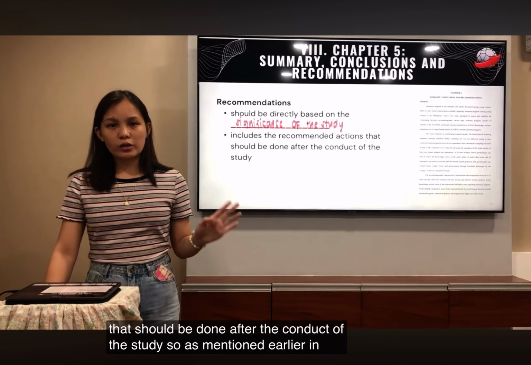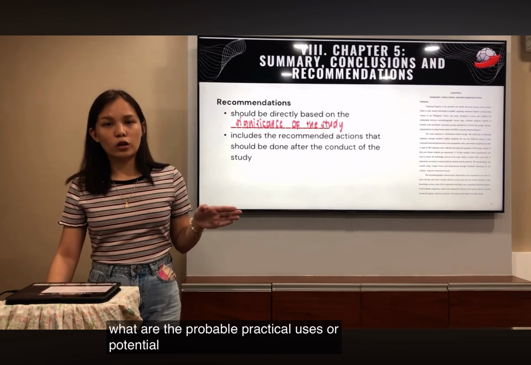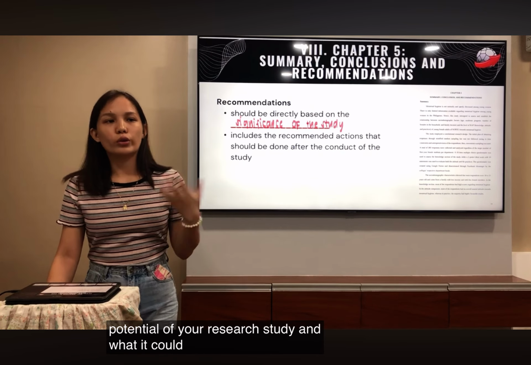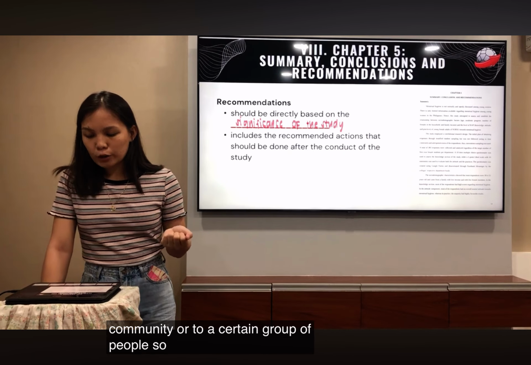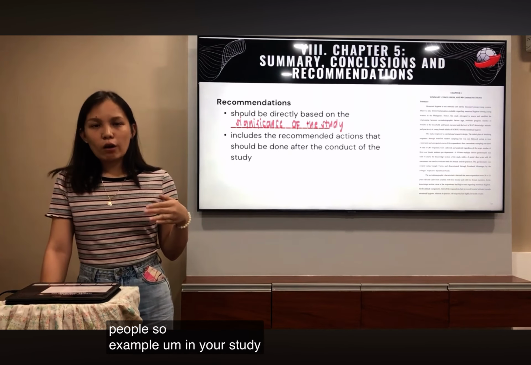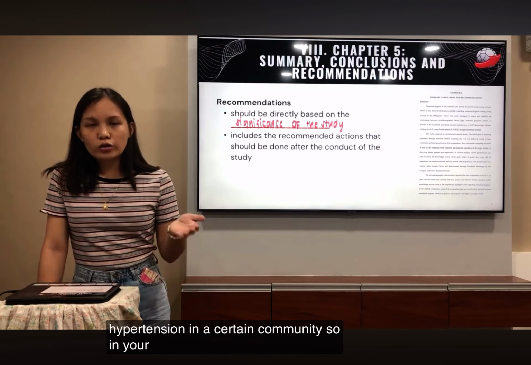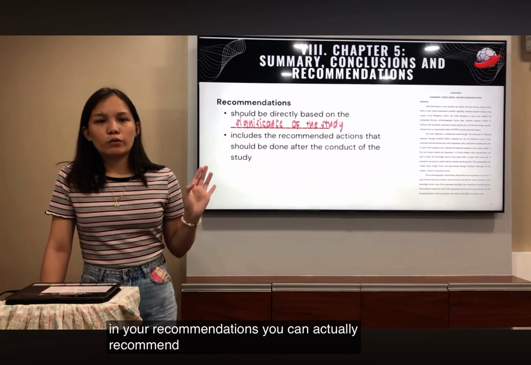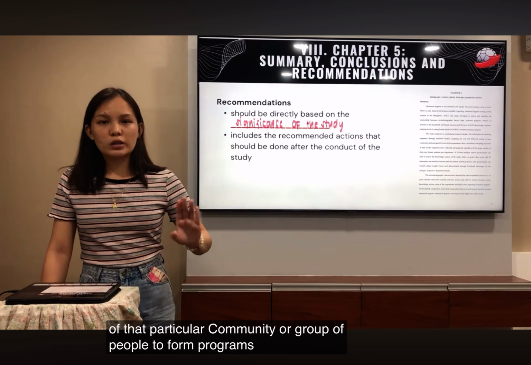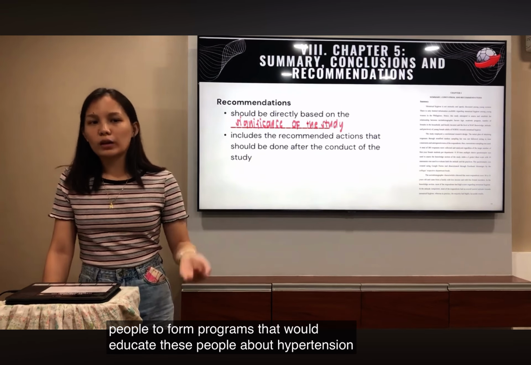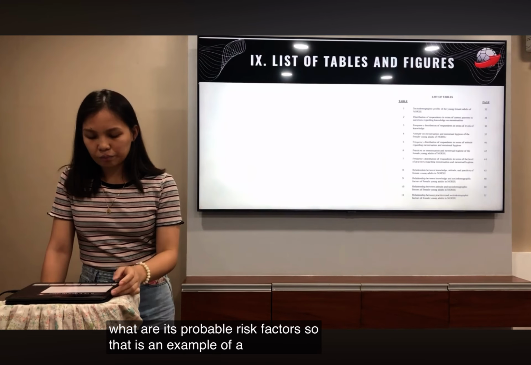As mentioned earlier in the significance, you actually state in there the probable practical uses or potential of your research study and what it could do or help in the community or to a certain group of people. So for example, in your study you have found out that there is low awareness of hypertension in a certain community. So in your recommendations, you can recommend for the local government unit of that particular community to form programs that would educate these people about hypertension and its probable risk factors. So that is an example of a recommendation.